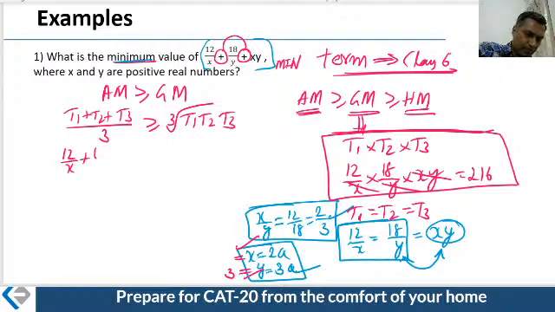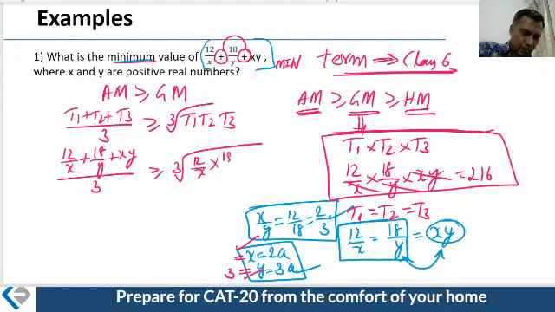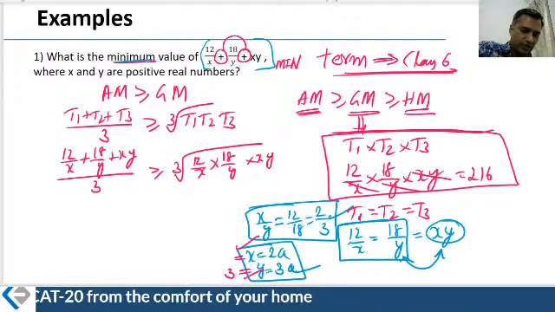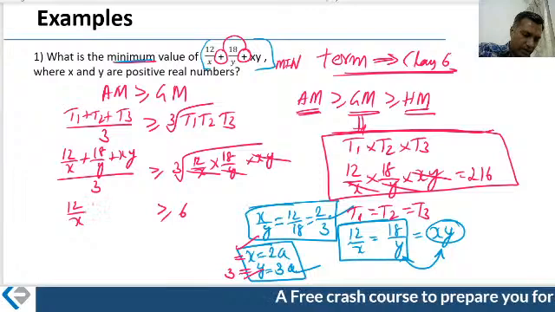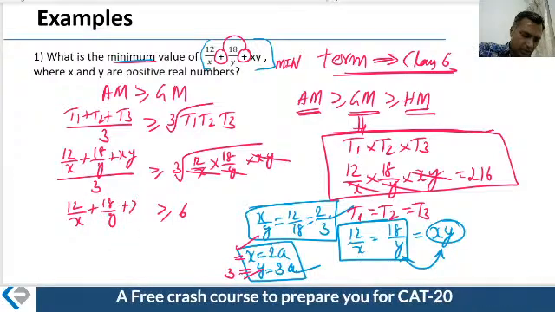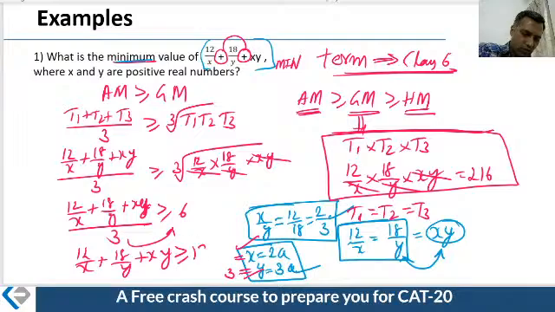What are T1, T2, T3? 12 by x plus 18 by y plus xy, divided by 3, is greater than or equal to the cube root of 12 by x into 18 by y into xy. What happened here? xy got cancelled. The cube root of this is nothing but 6. Therefore, 12 by x plus 18 by y plus xy divided by 3 is greater than or equal to 6. Take the 3 to the other side: 12 by x plus 18 by y plus xy is greater than or equal to 18.